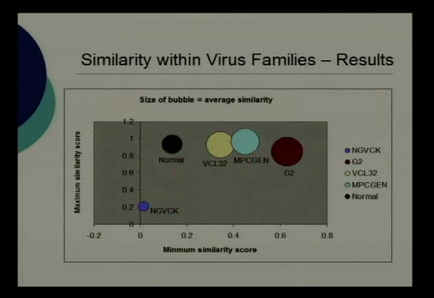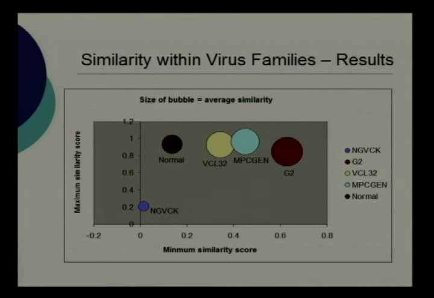How about the other generators? Here we use a bubble graph to represent the outcome. We plot the minimum similarity score that we obtain from among all the comparisons along the x-axis, the maximum score along the y-axis, and the bubble size represents the average similarity score of that particular generator.